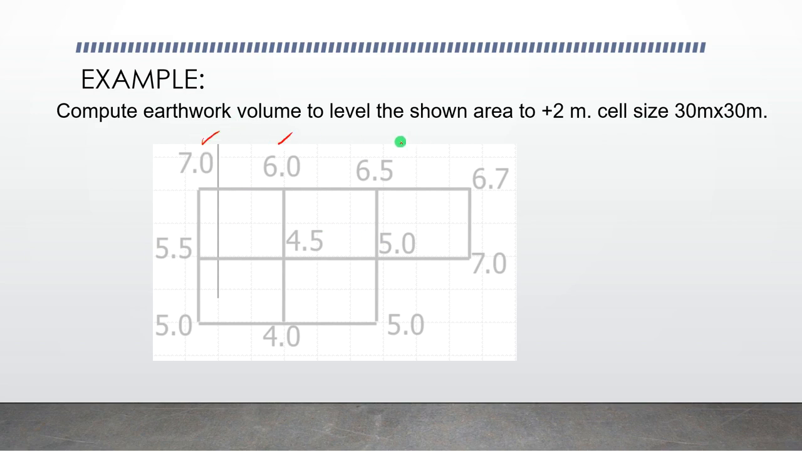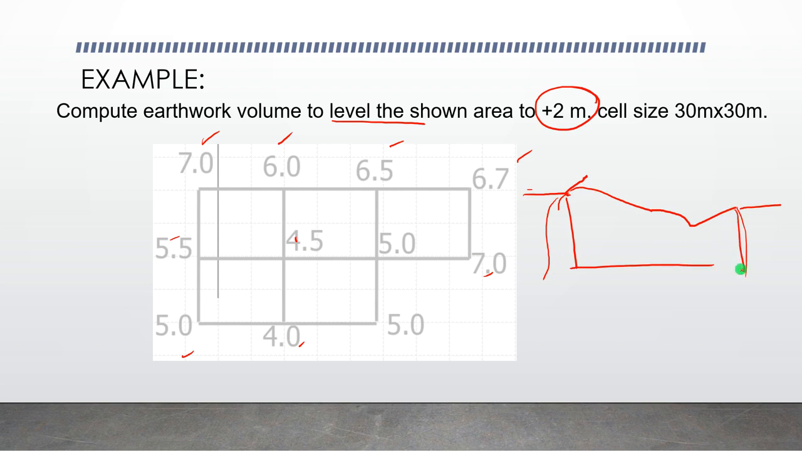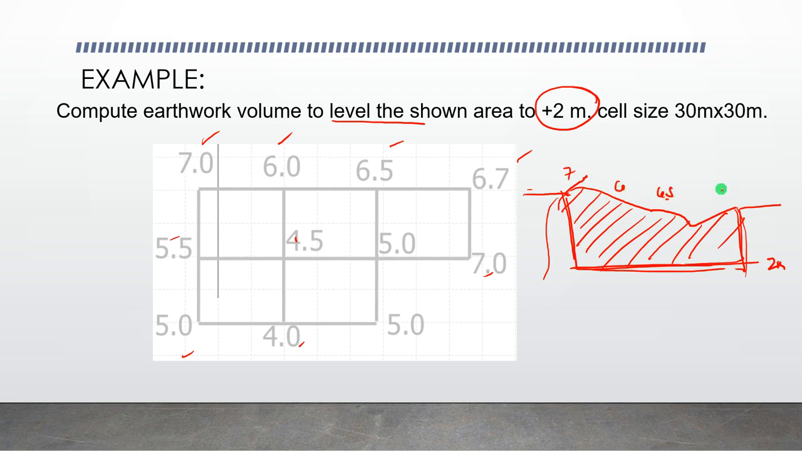If we have a given elevation at each point, we are required to determine the volume of earthwork to level this given elevation to only an elevation of 2 meters. So let's say, just assuming a drawing, that's elevation 7, 6, 6.5, 6.7. Let's say this is the terrain or surface, and we want to excavate at elevation 2 only. You will determine this volume right here, 7, 6, 6.5, and 6.7.